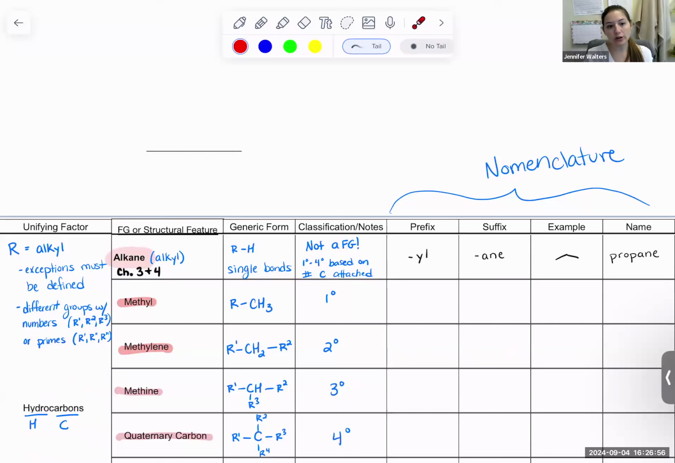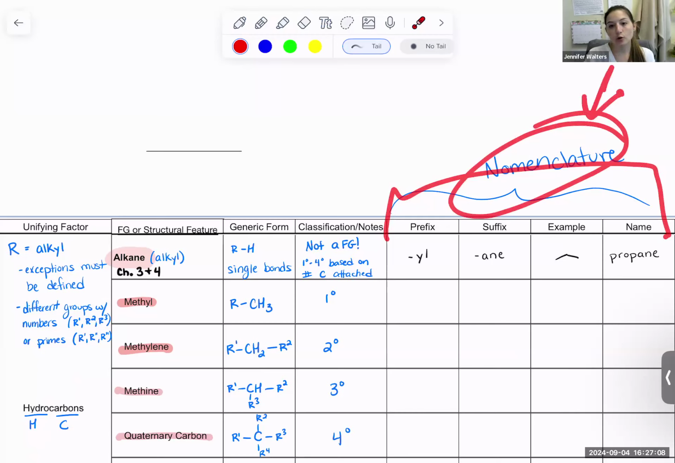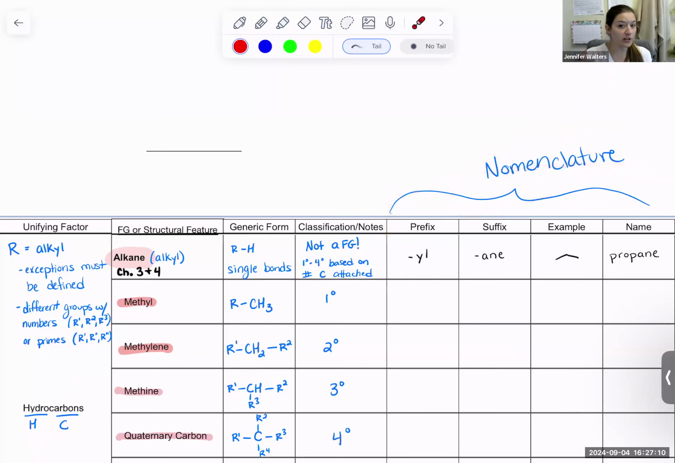So my notes are already filled in. You want to fill yours in as we go, or look at the annotated notes and copy it down that way. The last 4 columns are associated with nomenclature. So you're going to want to look at the nomenclature video to have those make sense. We're going to focus in on the first 4 columns.